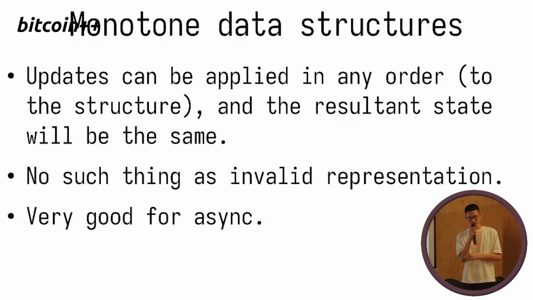Async is when, because of the nature of networks, you send a request and you don't know when you'll receive a response. For example, if you're connecting to multiple Electrum nodes, you don't know when things are coming, so it's good to have a data structure where it doesn't matter in what order you receive the updates. That's why monotone structures are very nice.